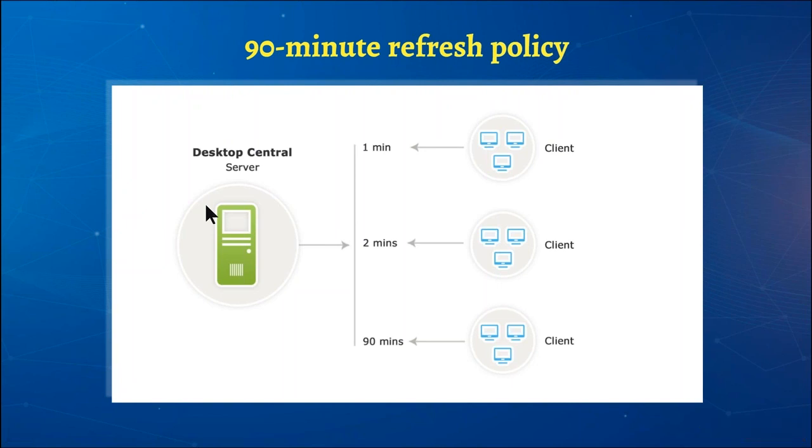In a network of 90 computers, for each minute, one computer will reach out to the Desktop Central Server. And for 900 computers, for a minute, 10 computers will reach the Desktop Central Server. When it comes to a larger network, like 9,000 machines, 100 machines will reach the Desktop Central Server. Using this feature, we ensure a hassle-free communication from agent to the server.